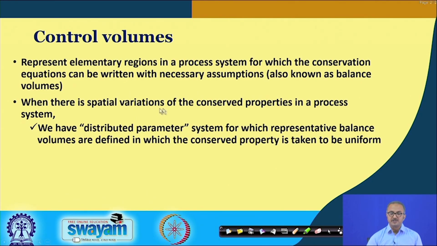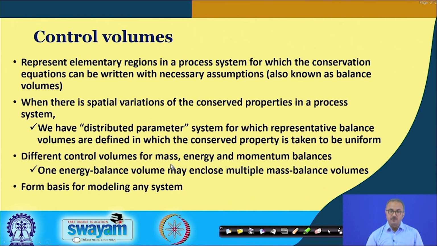So, when there is some spatial variation of the conserved property, then we have a distributed parameter system, and for this kind of system representative balance volumes are defined, in which the conserved property is taken to be uniform. That means we have a bigger control volume, but when we find that in the bigger control volume there is a distribution of property, then we make smaller control volumes within the bigger control volume, and in each of these smaller control volumes all the properties are taken to be uniform. Even though overall there will be a distribution, in the differential control volume there will not be any distribution of the property.